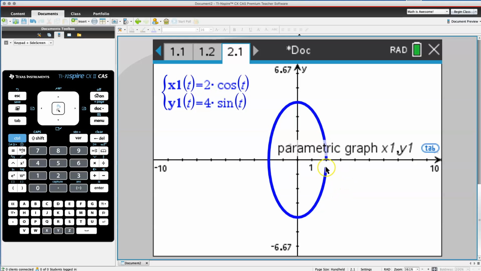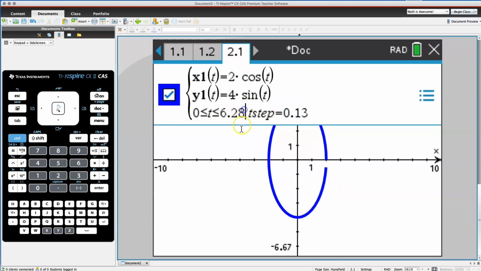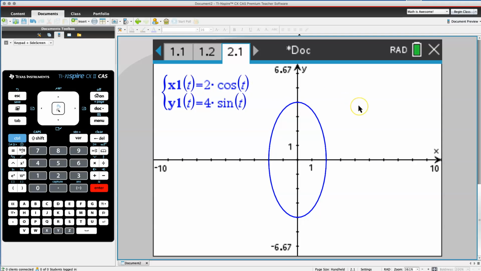And again, this ellipse is going to connect right here. I could change this value right here. Let's say I changed it to 4 pi, and I now can see it's all connected. So some things that we want to just kind of keep in mind.